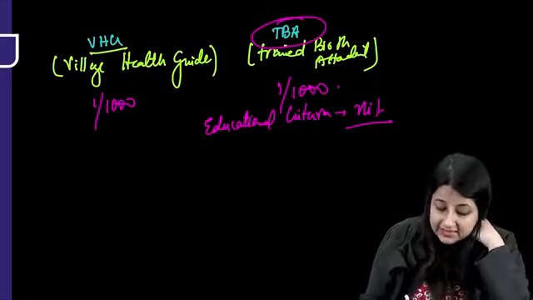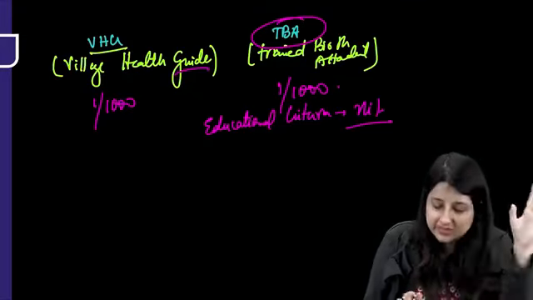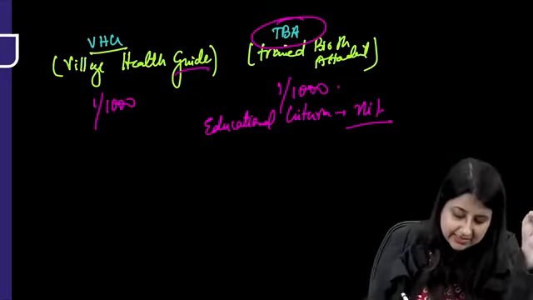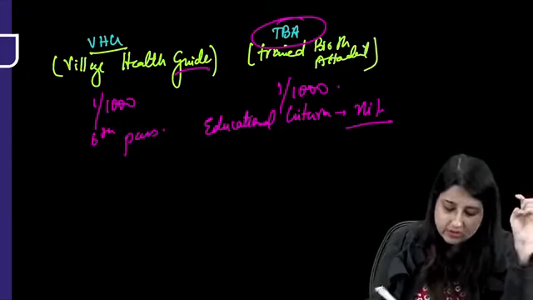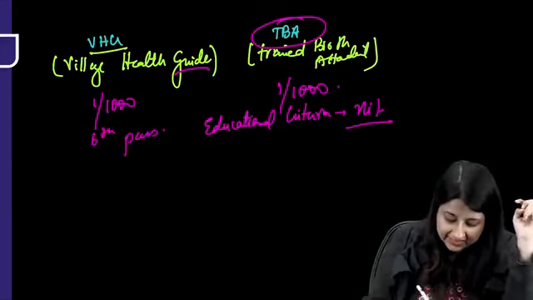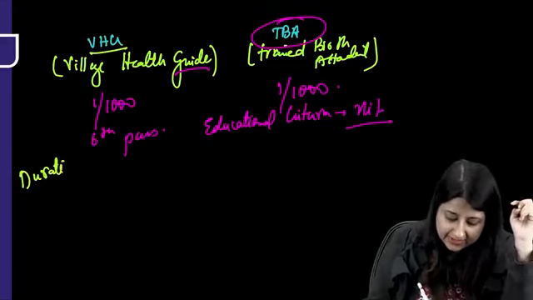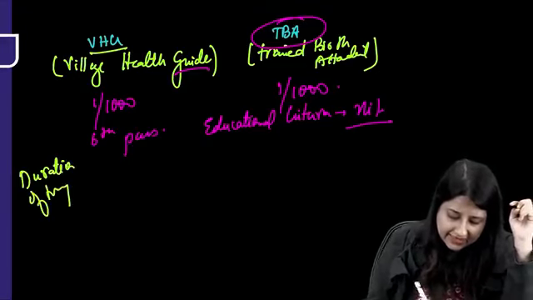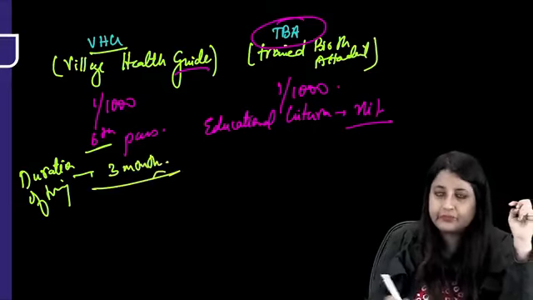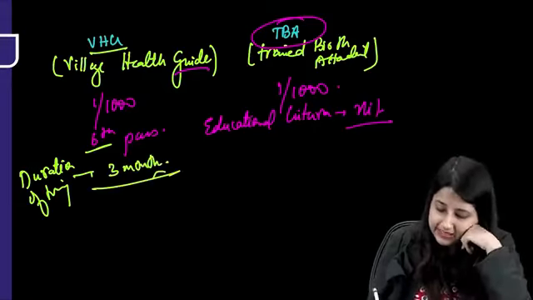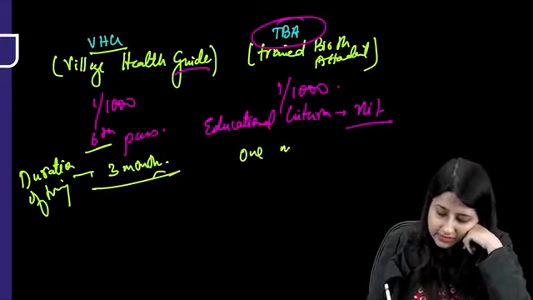Now village health guide. This is a guide. So at least some class education hona chahiye. So this is how much? 6th pass. Duration of training. Now here, if you talk about village health guide, duration of training, half of 6, 3 months. And here, trained birth attendant, 1 month.